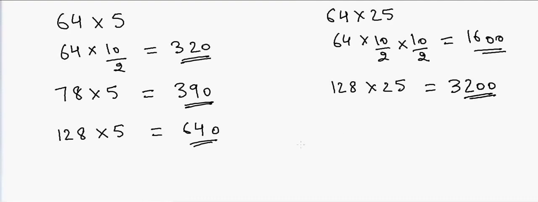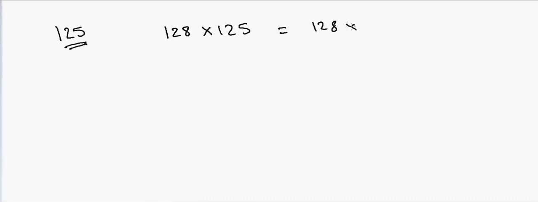Again, let's go to one more trick. If we have to multiply by 125, how do I multiply by 125? I'll take an example. 128, which I want to multiply by 125, can be written as 128 into 10 by 2 into 10 by 2 into 10 by 2. So we have to divide 128 by 2 three times, or we can divide it by 8.